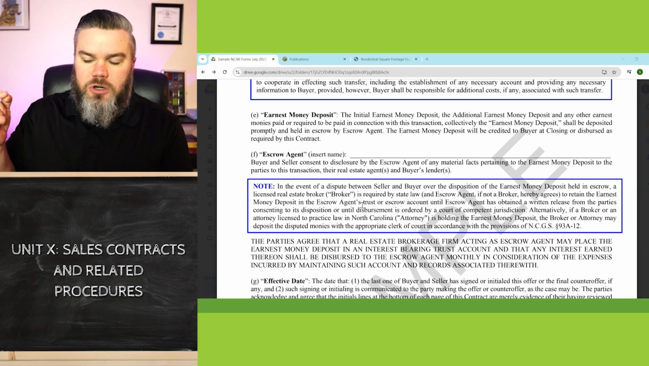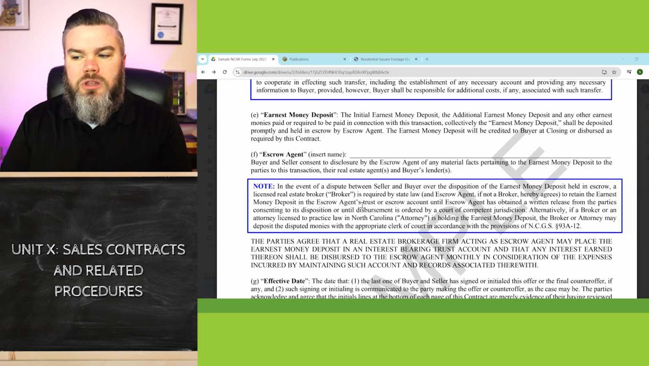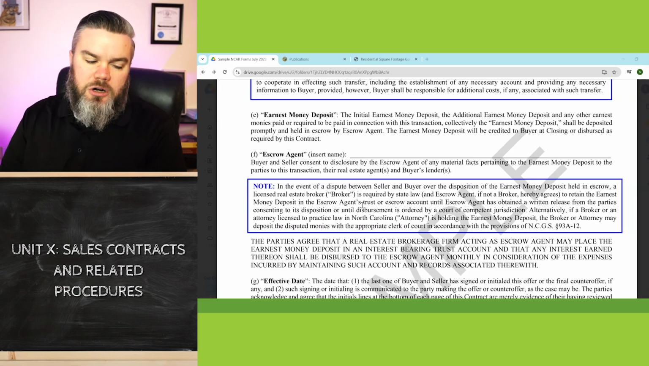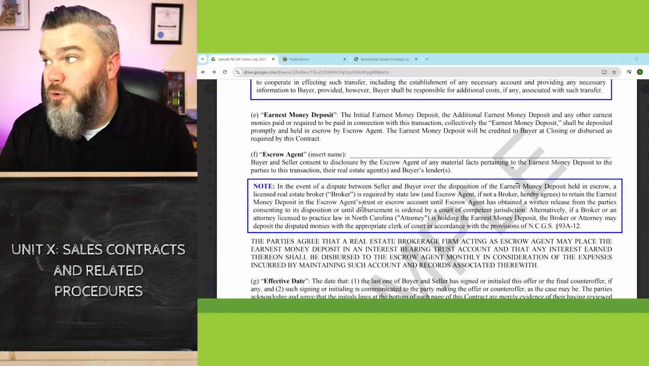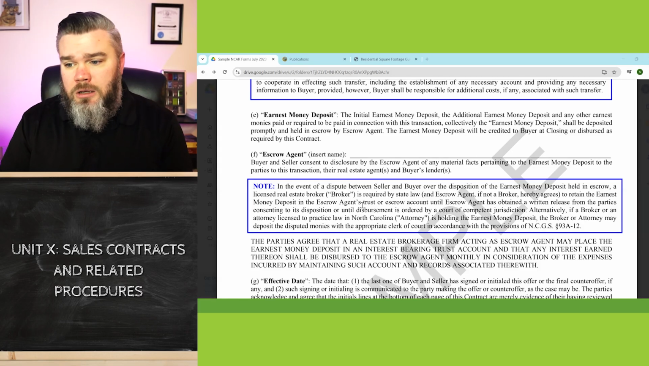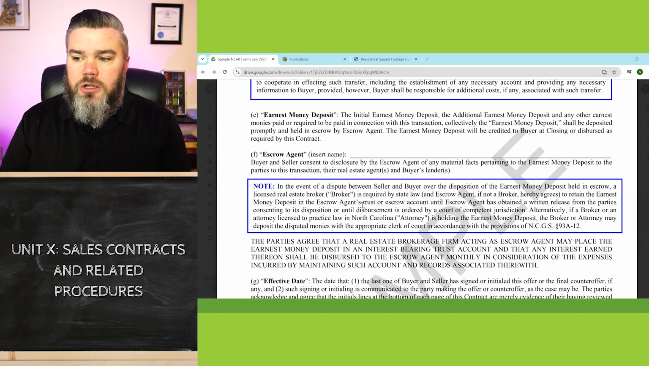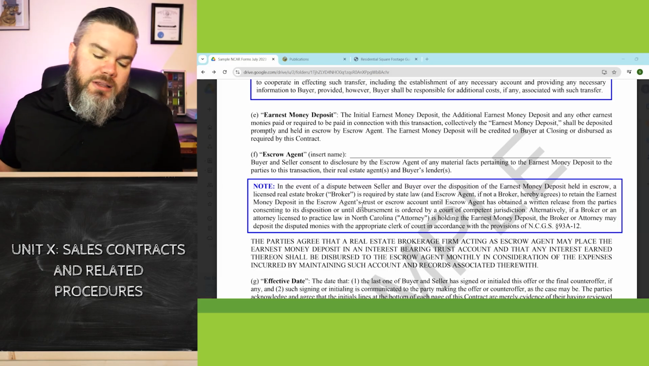Alternatively, if a broker or an attorney licensed to practice law in North Carolina is holding the earnest money deposit, the broker or attorney may deposit the disputed monies with the appropriate clerk of court in accordance with General Statute 93-12. Now, let me explain this.